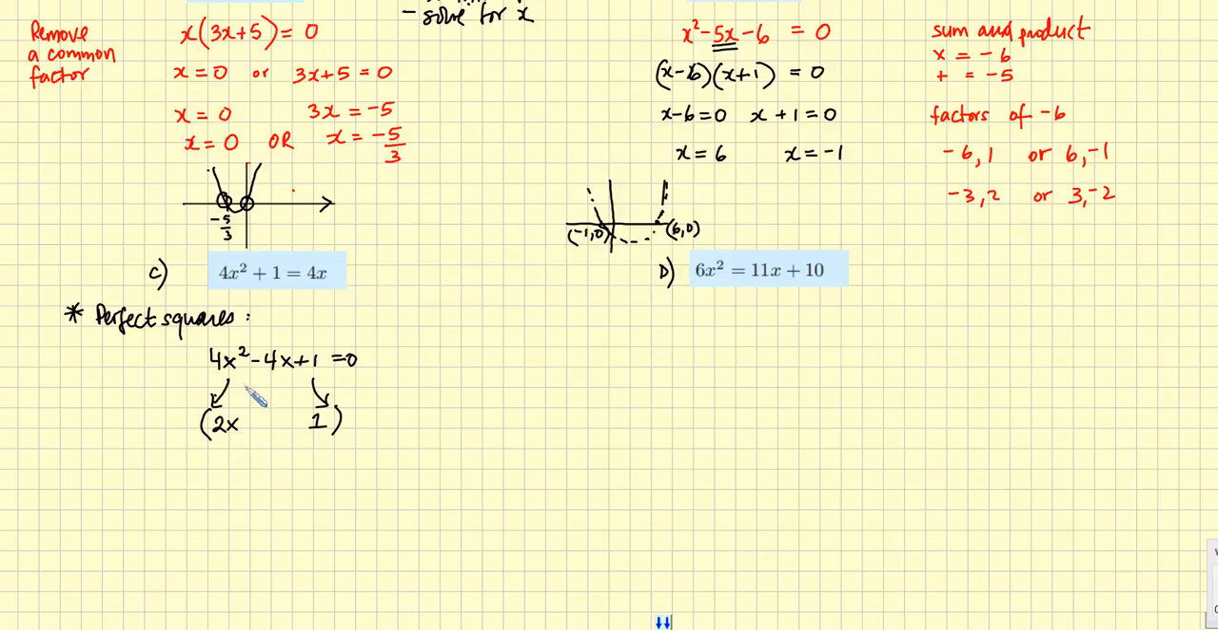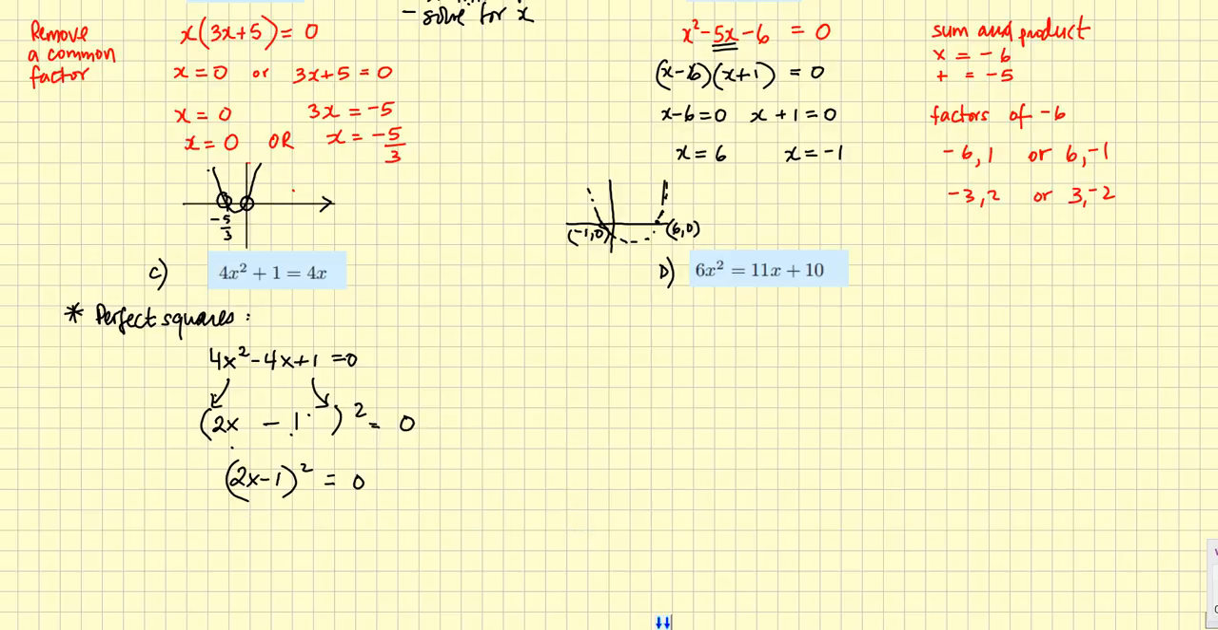2x and a 1, if I square the first, it goes to 4x squared. If I square the last, it goes to 1. If I do 2x times 1 and then multiply that by 2 again, or double it, that goes to minus 4x. So that means that I must have 2x minus 1 all squared. So I know that 2x minus 1 all squared is equal to 0.